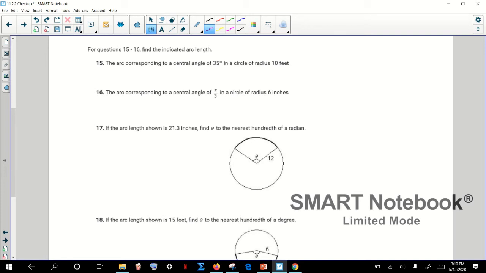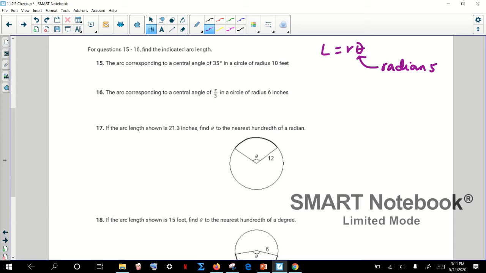All right, now we're talking about arc length. Remember, arc length, let's call that L, or maybe you'll call it A, is equal to R times theta. And remember, theta has to be in radians. So if your angle measure or your theta is in degrees, you have to convert it into radians in order to find arc length, okay?